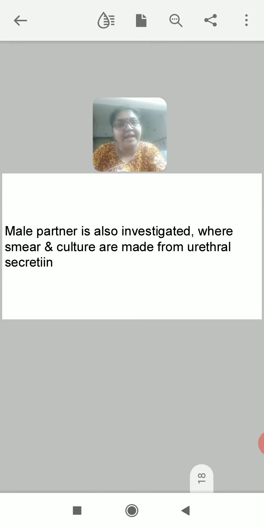Now, along with the examination of the female, the male partner is also investigated, where smear and culture are made from urethral secretion. So you should keep this in mind too. For PID, examination of only the female is not sufficient. Along with the female's investigation, the male partner should also be examined. So this was all about investigations of the PID.